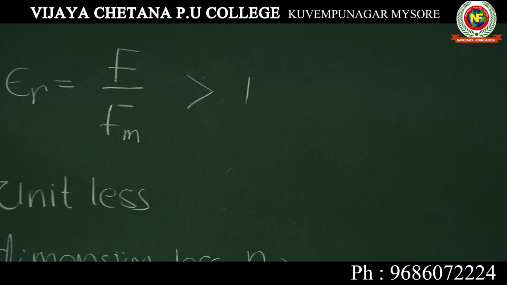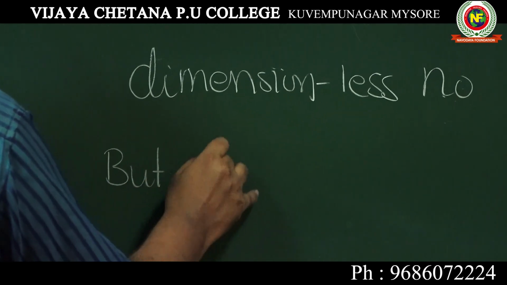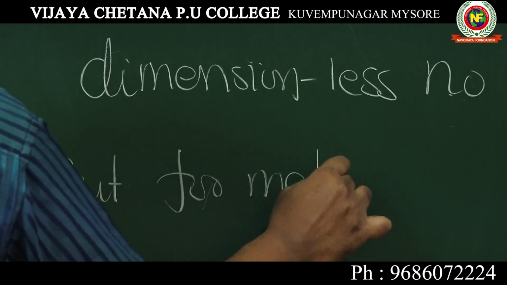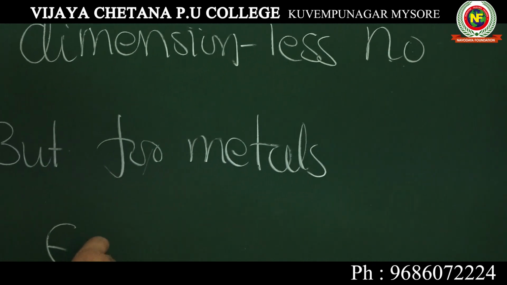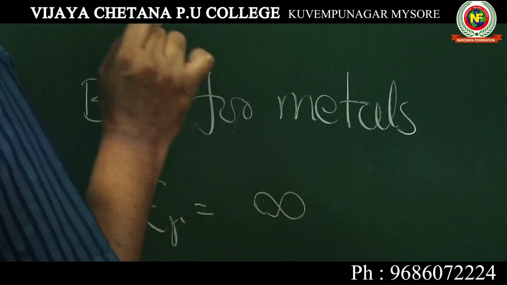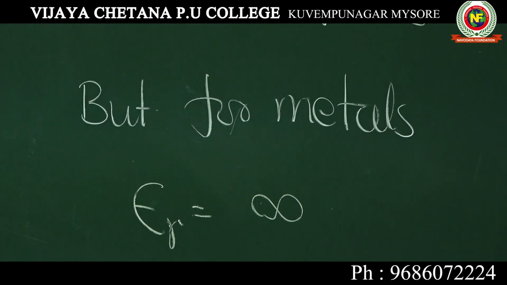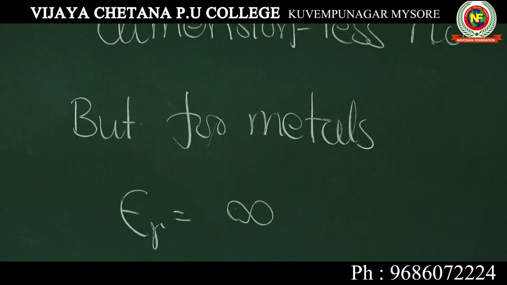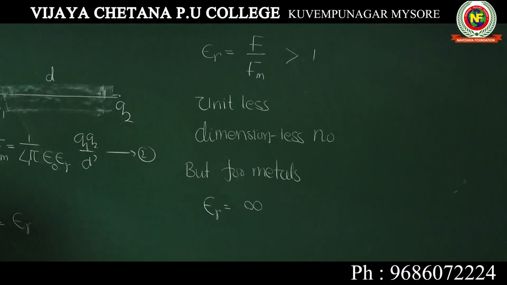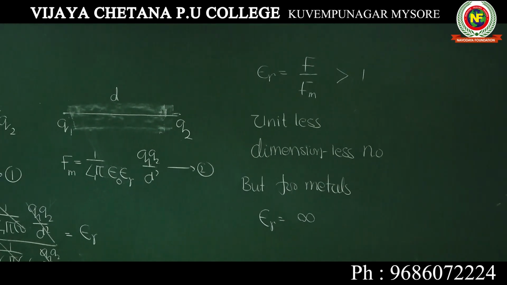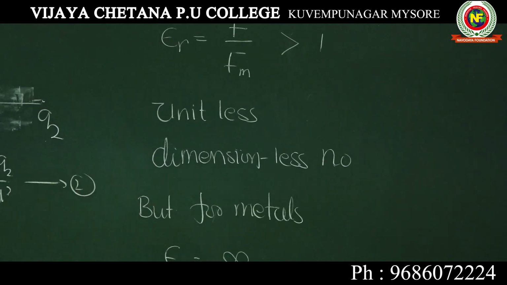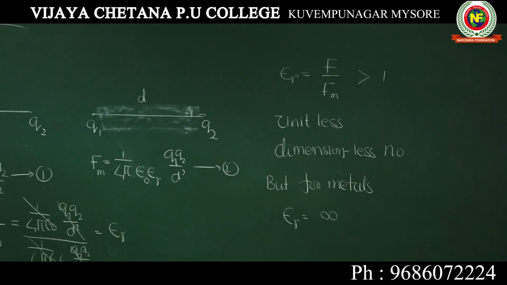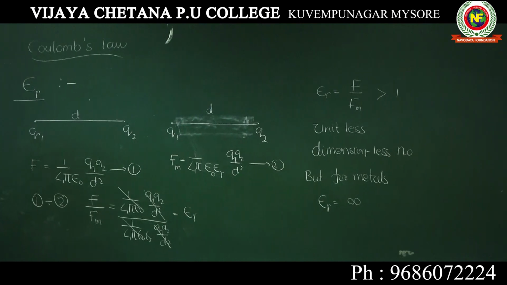But in case of conductors, for metals, epsilon r is equal to infinity. Relative permittivity is infinite, a very large value for metals. If you separate two charges in a metal, there is always a chance of the charges being conducted. Then there is no meaning for the force. The force in the medium drops to 0, and something divided by 0 becomes infinity. Relative permittivity will be infinity.